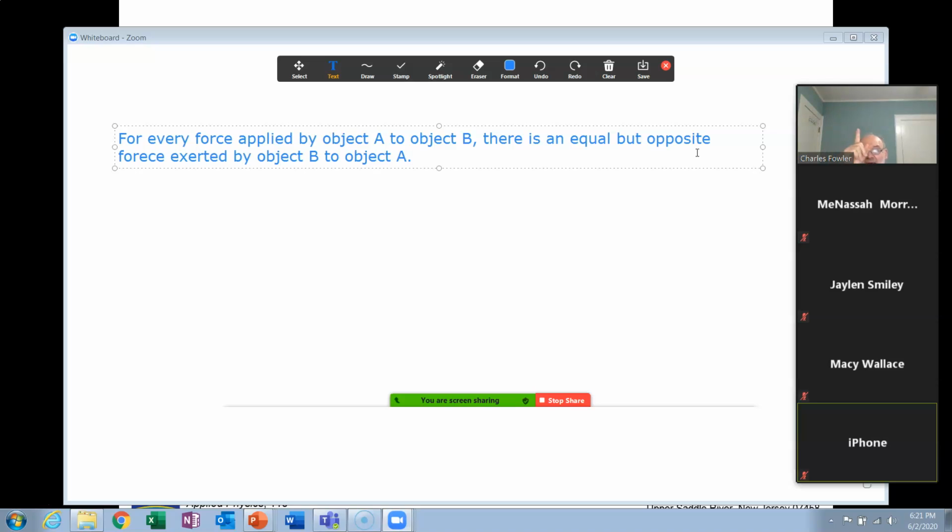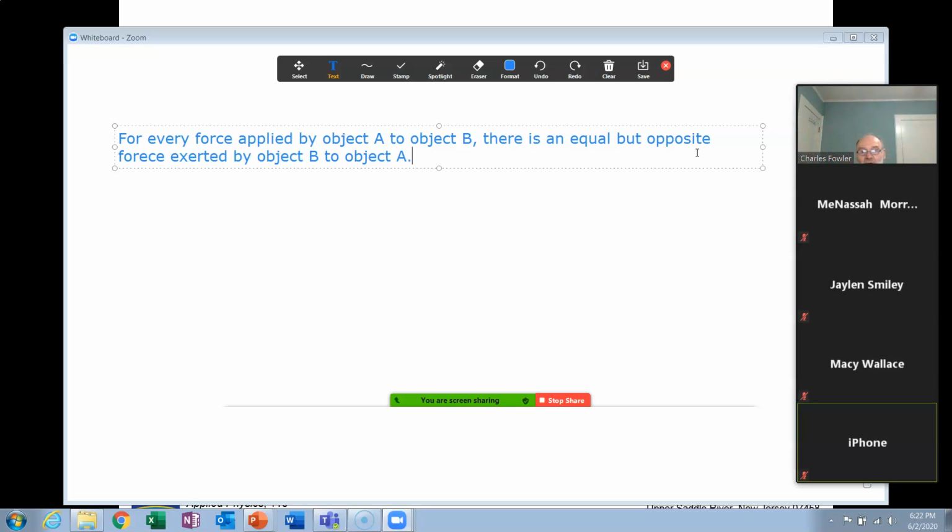First law: an object maintains its motion unless it's acted on by an outside force. Now notice there you just have one object. You may have outside forces, but you just have the one object.